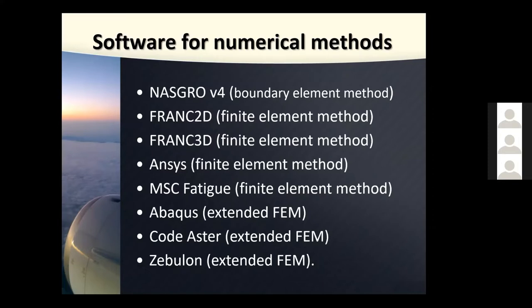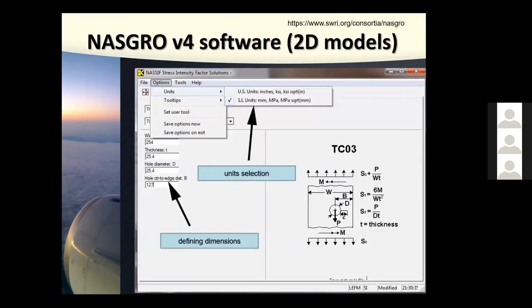NASGRO is software developed by NASA. It was free until 2004, but now it's commercial. So if you want to use NASGRO, you have to pay. I decided to start first with NASGRO software because this is the first software I used for evaluation of the fatigue life of some cracked components. So NASGRO V4, I said it was free. And unfortunately nowadays the newest version is NASGRO 9. It's commercial, so you need to pay if you want to get it. And you can see on this slide the website where you can find the NASGRO V4 software. So NASGRO software is based on the NASGRO equation.